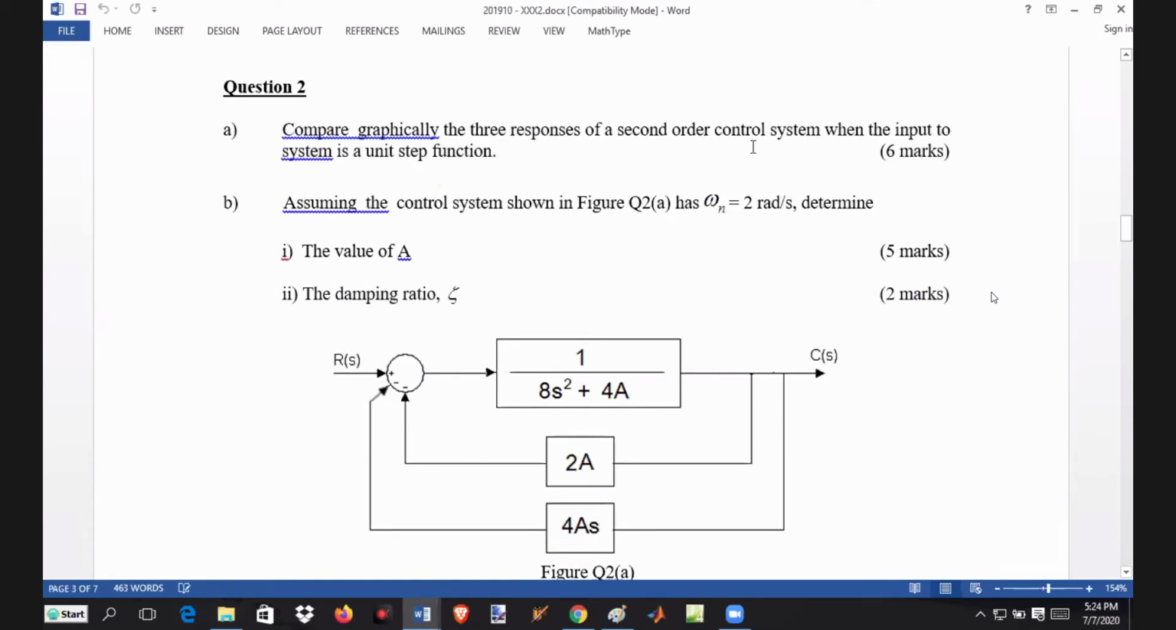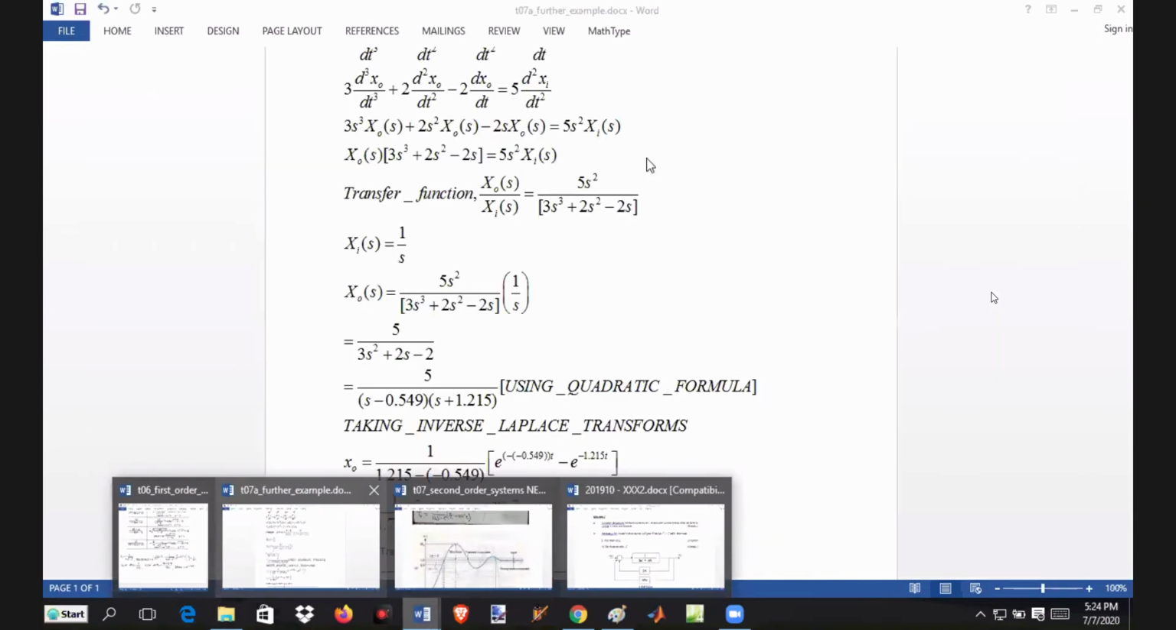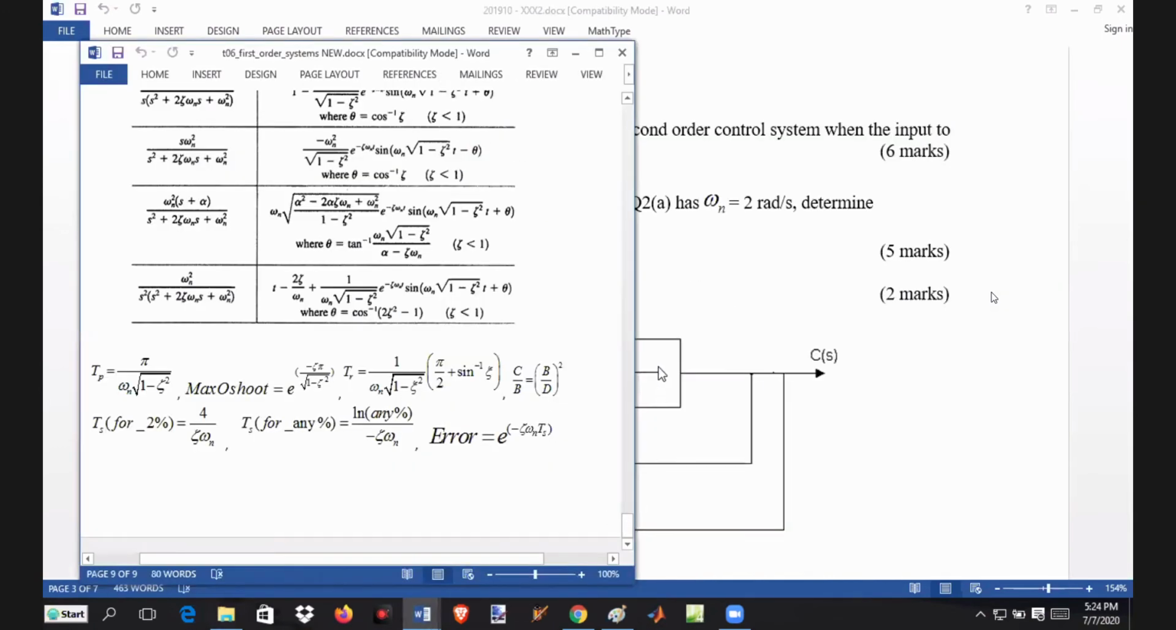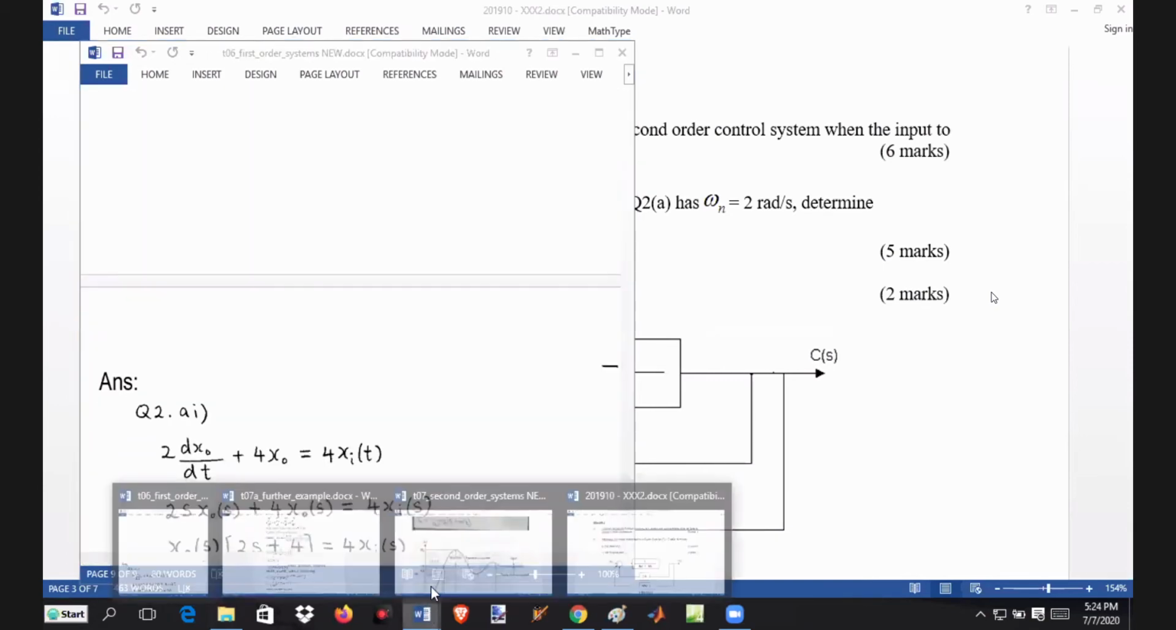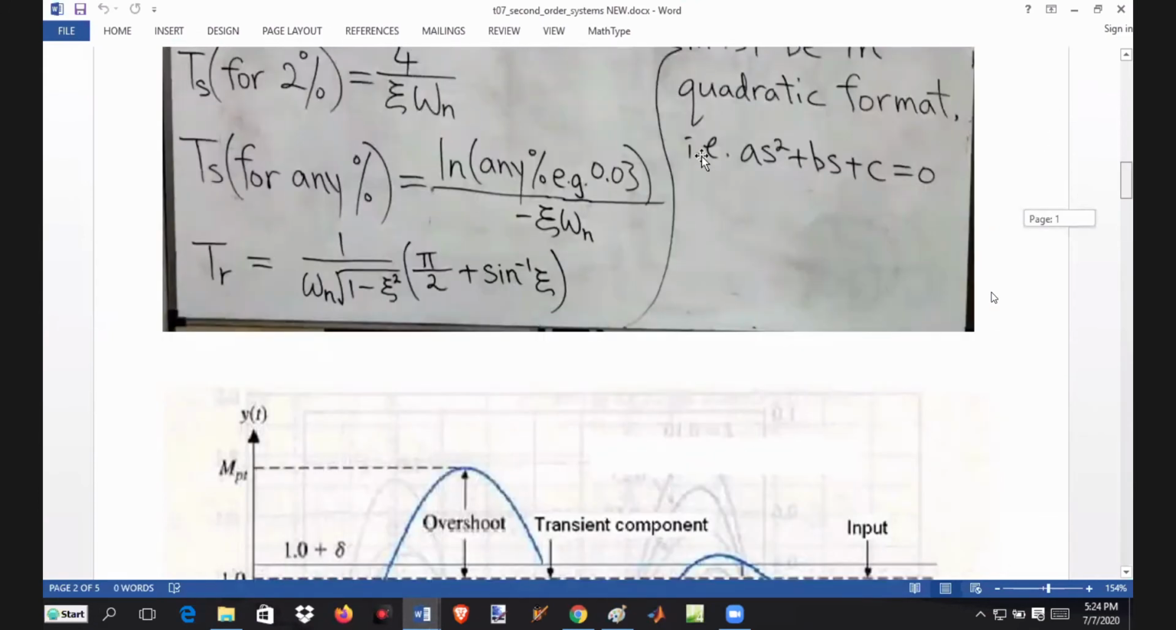Compare graphically 3 responses of a second order control system when the input to the system is a unit step function. Graphically 3 responses means the graph, isn't it. That question came out already. I cannot give it to you again, otherwise they will say how come it's the same all the time. I think it's this one. This is the one, the answer.